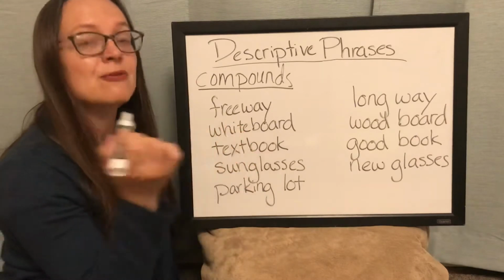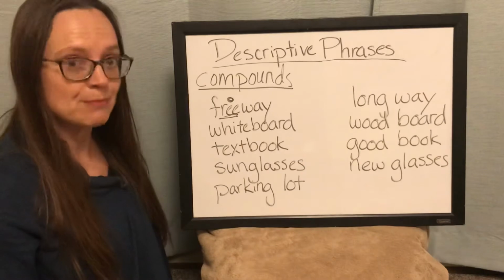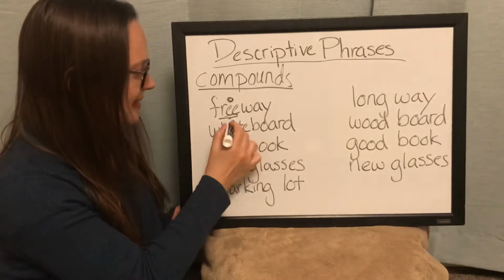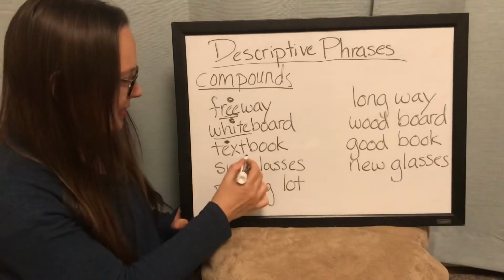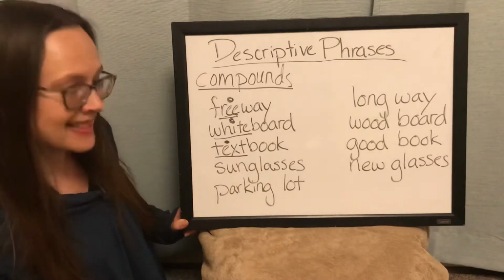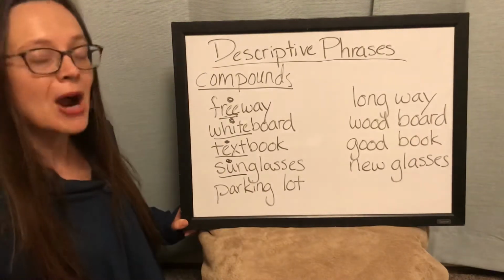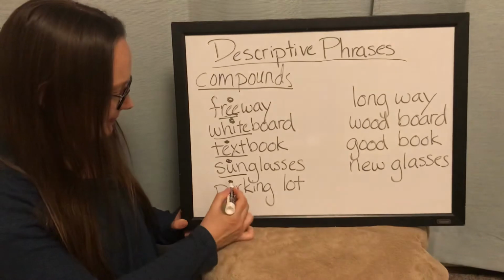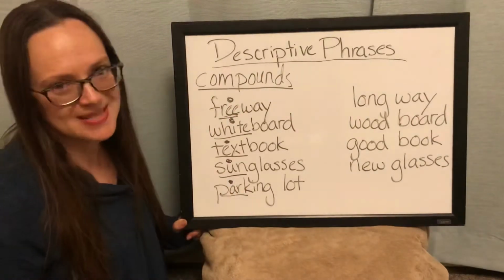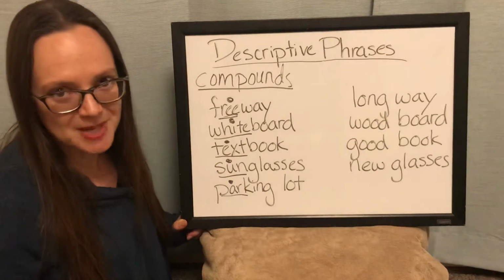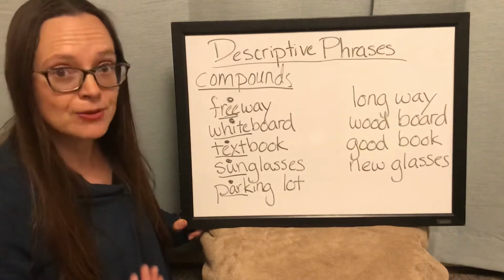So pronounce after me. Freeway. Good, and free will be stressed. Whiteboard. Yes, and white will be stressed. Textbook. Good, and text will be stressed. Sunglasses. Good, and sun will be stressed. Parking lot. Good, and park will be stressed. And those are our compounds like we have been learning already in Chapter 3. Descriptive phrases look similar but are a different thing.